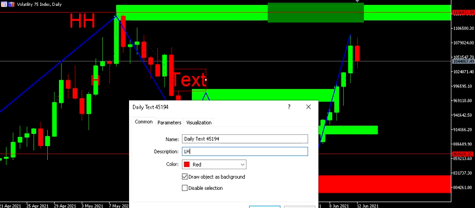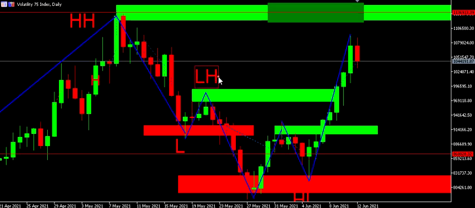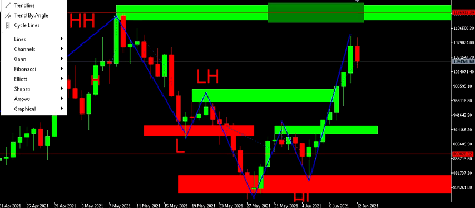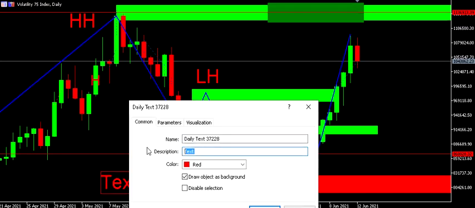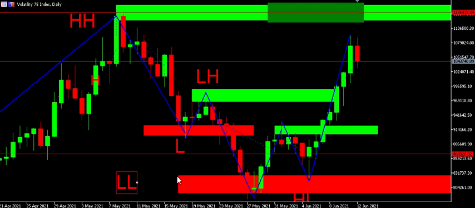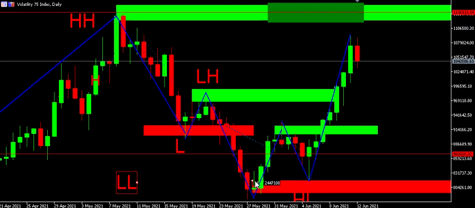Label it lower high. For a downtrend you have lower high, for an uptrend you have higher low. For a downtrend you have lower low, and for an uptrend you have higher high. So we have a lower low around here. I'll label it LL, lower low. So I'll place my lower low around here.